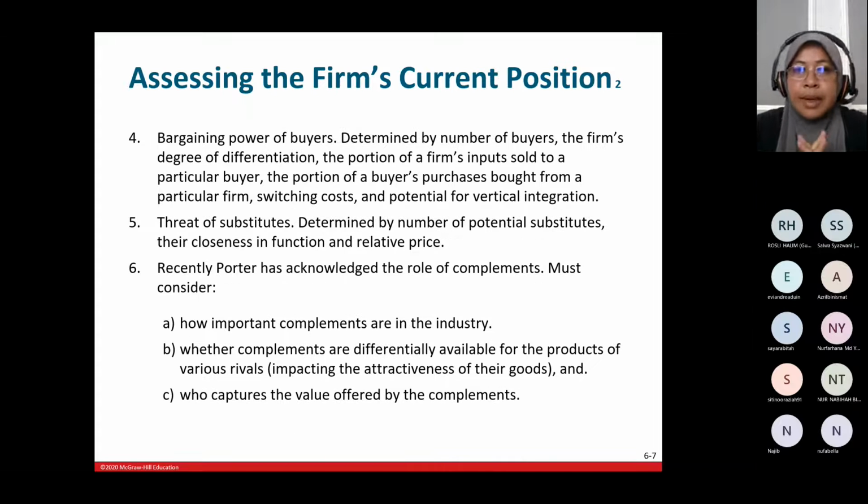Bargaining power of buyer is determined by the number of buyers, the firm's degree of differentiation, the portion of a firm's input sold to a particular buyer, the portion of a buyer's purchase bought from a particular firm, switching costs, and potential for vertical integration. Actually, in terms of discussion, bargaining power of buyer and bargaining power of supplier are the same thing, only the position is changed. Because when a company purchases a product from a supplier, they are the buyer.